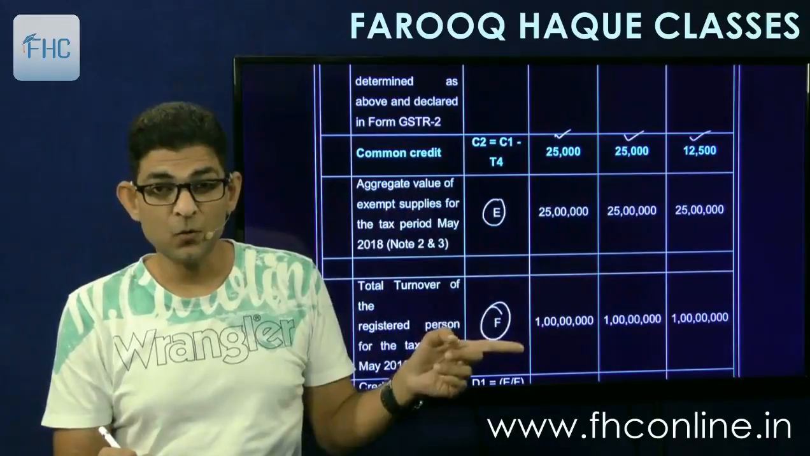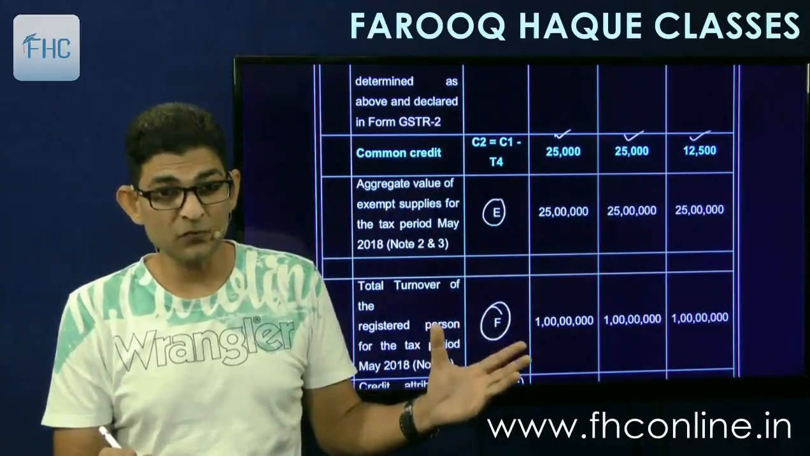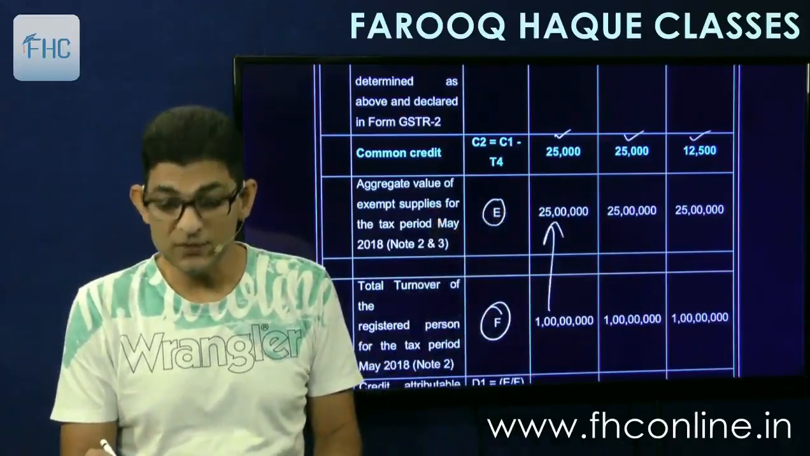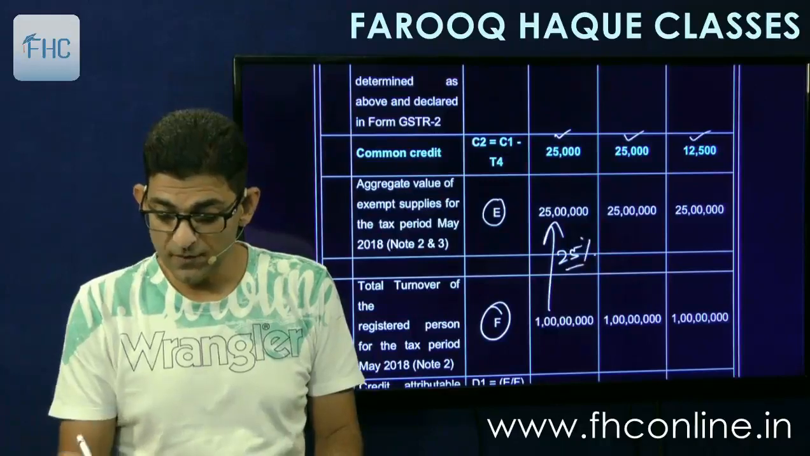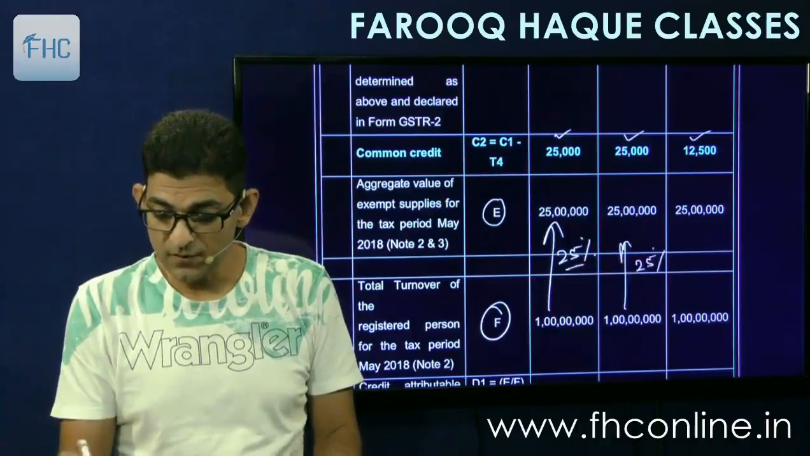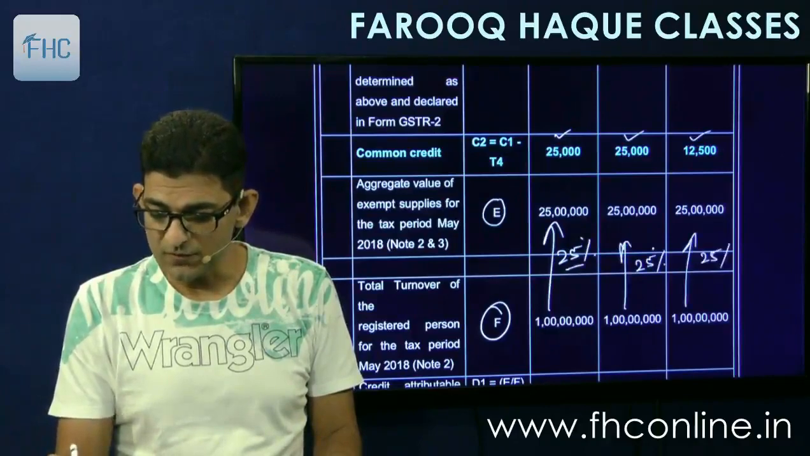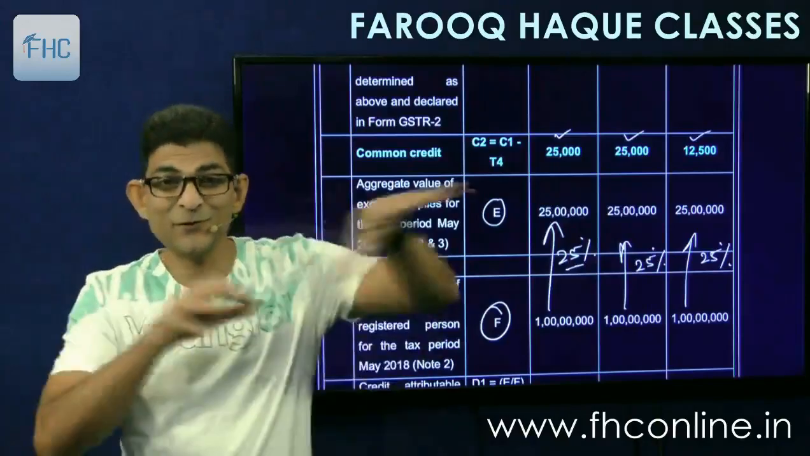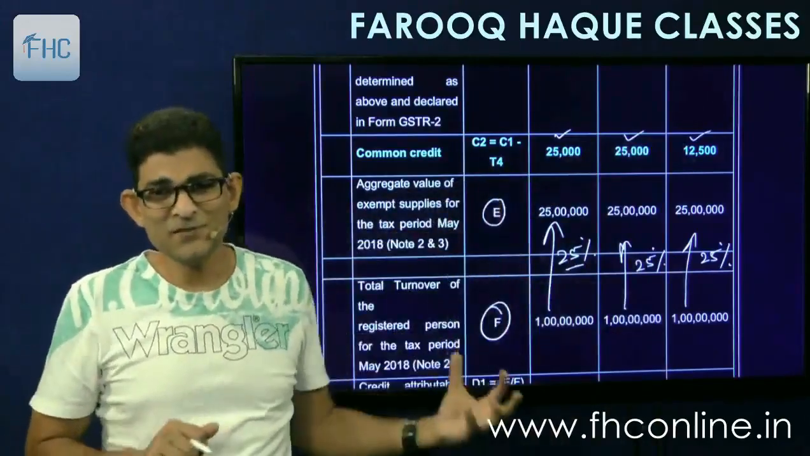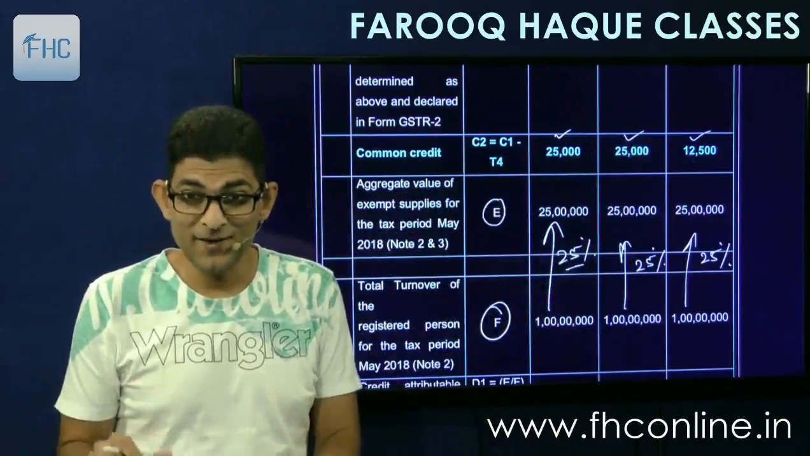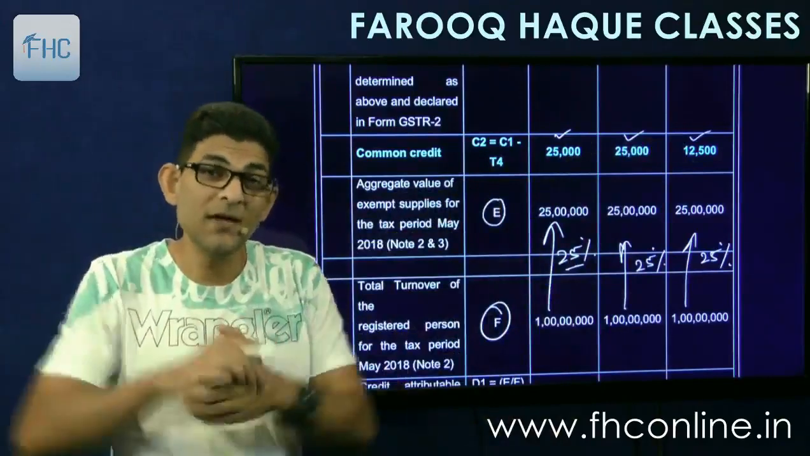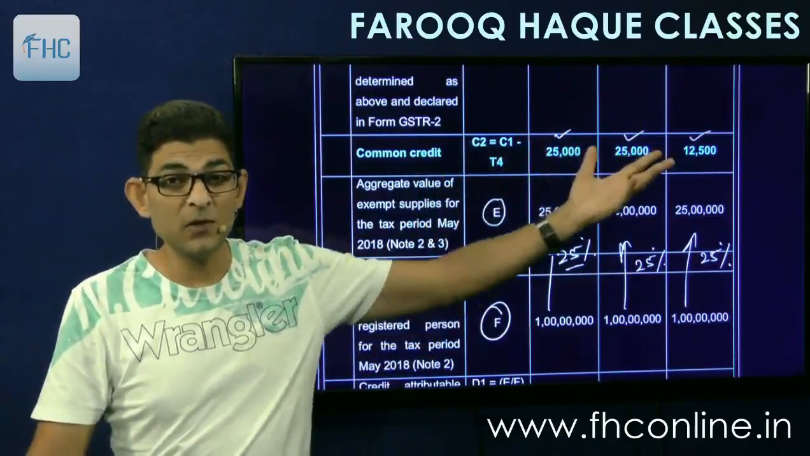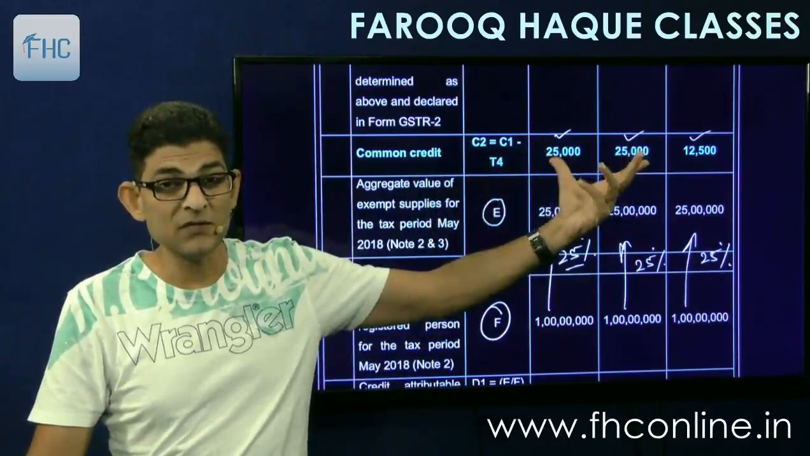25 lakh upon 1 crore. So total turnover was 1 crore in the month of May, out of which 25 lakhs is exempt. If you calculate percentage wise, it is 25%. Similarly here 25%, and similarly here 25%. Obviously it will remain the same. Exempt turnover upon total turnover has to remain the same. It doesn't differ for different types of tax. This is business turnover, so that will remain the same. It means 25% of my total turnover is exempt supplies. So what I need to do? I need to reverse 25% respectively of these figures.